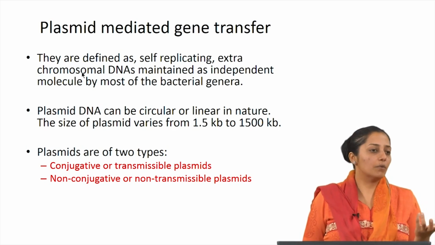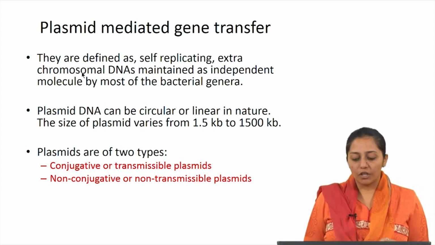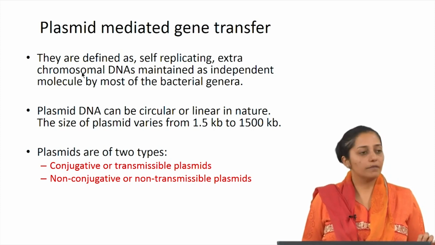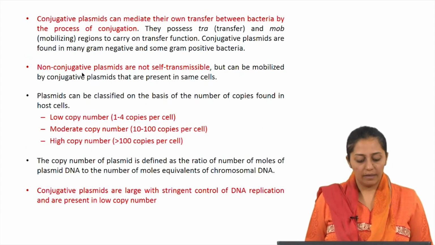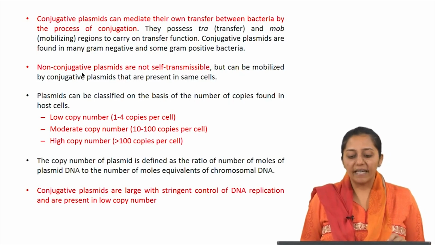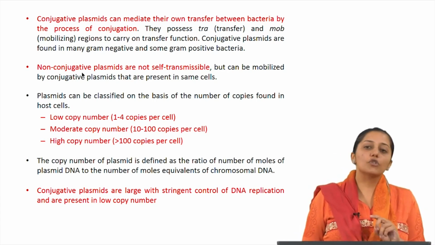Generally, they are found in bacteria. Plasmid DNA can be circular or linear in nature. The size of the plasmids varies from 1.5 kb to 1500 kb. So, conjugative plasmids, what are these? They can mediate their own transfer between bacteria by the process of conjugation.